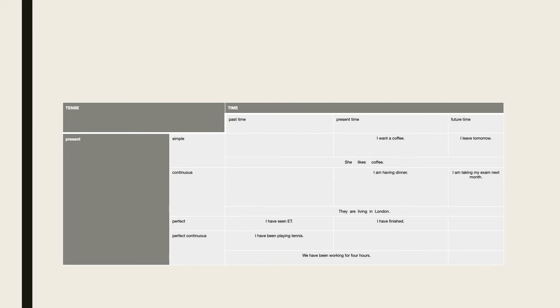Then the next example is of present perfect tense, in which if I write I have seen ET, then I'm talking about the past time. And if I say I have finished, then I'm talking about the present time. Now, example for present perfect continuous is I have been playing tennis. So this is talking about the past time. And if I say that we have been working for 4 hours, then I'm talking about all the three times.